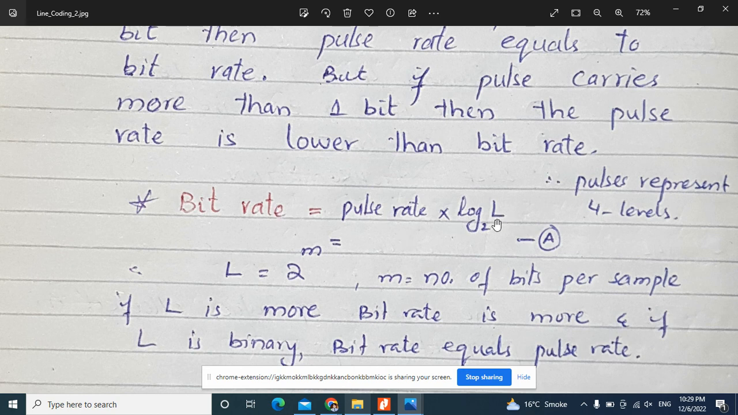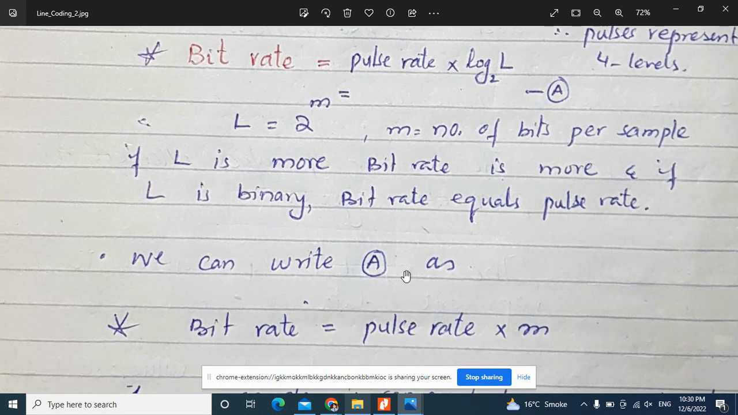But if L is equal to 2, then we know that log2 of 2 equals 1, so the pulse rate multiplied by 1 equals the pulse rate. In that case, the pulse rate equals the bit rate, which is only possible if m equals 1, that is, one bit per sample. But if you have more bits per sample, then your bit rate is bigger than the pulse rate.